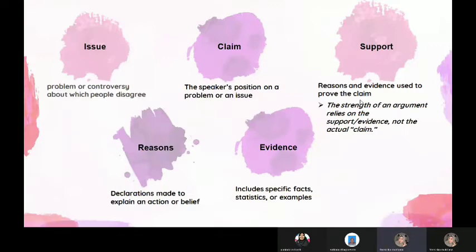The last is evidence. Evidence includes specific facts, statistics, or examples. Evidence provides the basis for your reasoning. Evidence is composed of the facts, data, exact language, or other observable elements that you analyze or interpret in particular ways to point to your reasons. When a reader asks, "How do you know about blah blah blah?" you answer by citing your evidence.